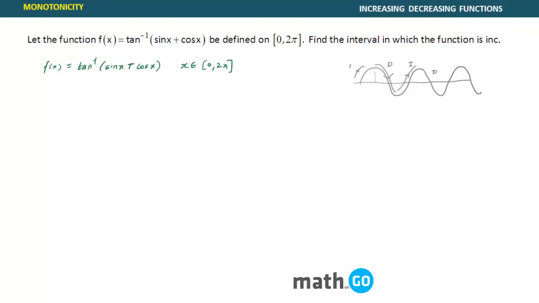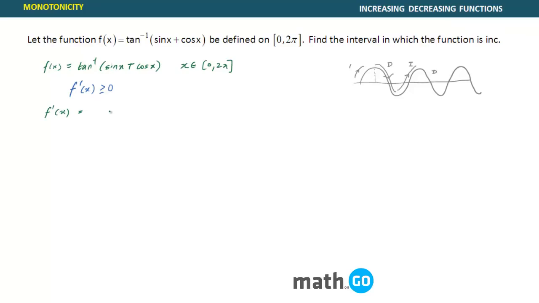So we need to find the values of x for where this graph will be increasing. We know that the concept for an increasing graph is that f dash x should be greater than or equal to 0. So how will you solve this now? You just have to differentiate. So let's differentiate quickly, so we get f dash x.